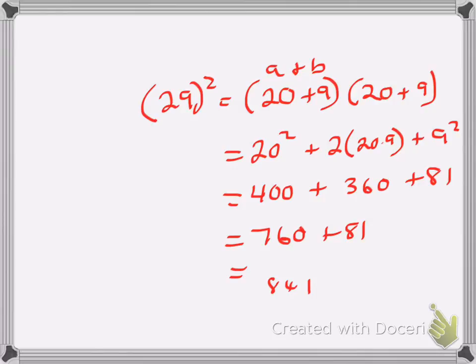Is that right? Does that make sense? I broke down 29 to 20 plus 9. 2 times 20. All right, that's the end of the lesson.